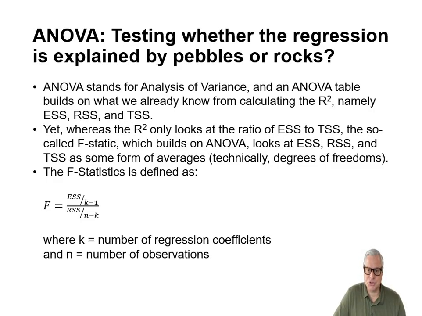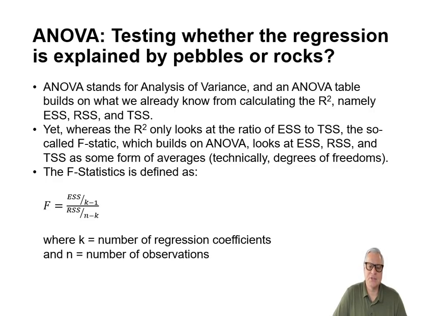Yet, whereas the R squared only looks at the ratio of the explained sum of squares to the total sum of squares, the so-called F statistic, which is derived from an ANOVA table, looks at the explained sum of squares and the residual sum of squares as some form of an average. Technically, we average out the explained sum of squares and the residual sum of squares over the degrees of freedom that we have. And then we get an F statistic.